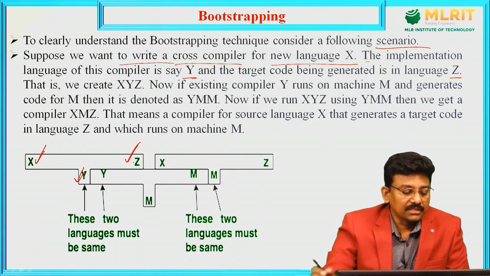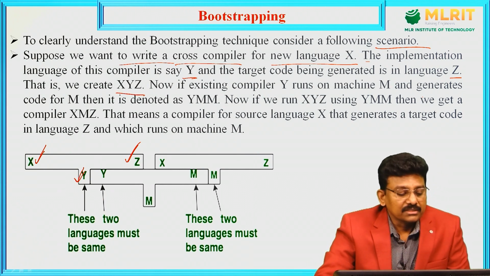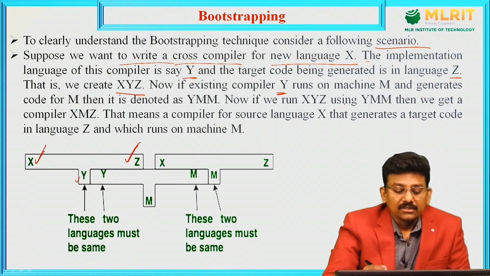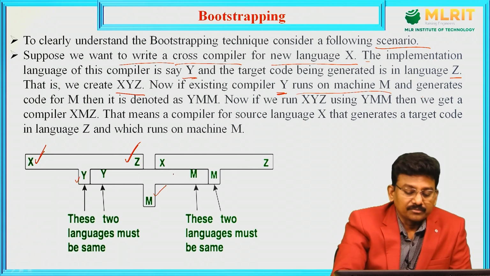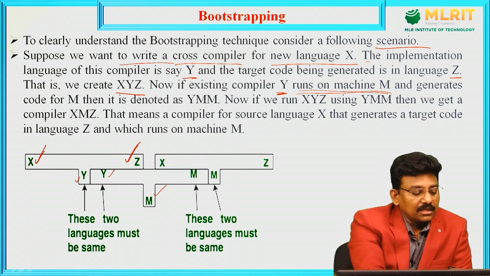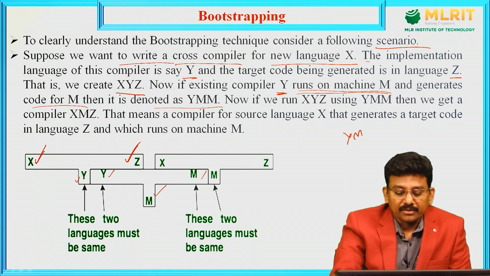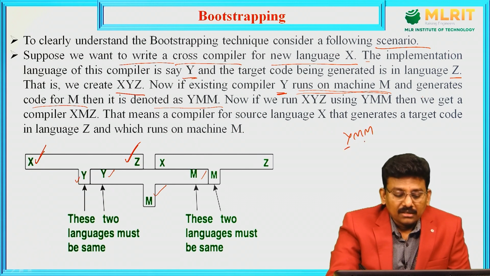So we can create a compiler X, Y, Z. Now, Y is the existing compiler. The existing compiler runs on machine M and generates code for M. Then it is denoted as YMM. Here Y is the existing compiler, M is the implementation language, that is, Y runs on machine M and generates code for machine M.